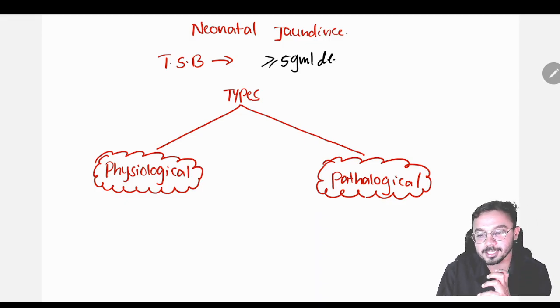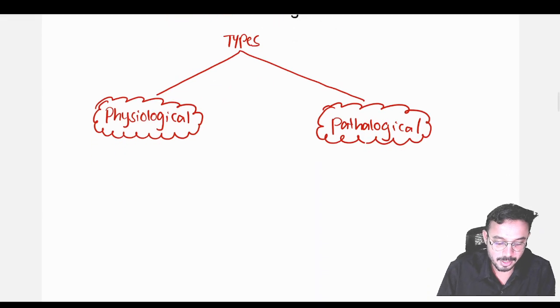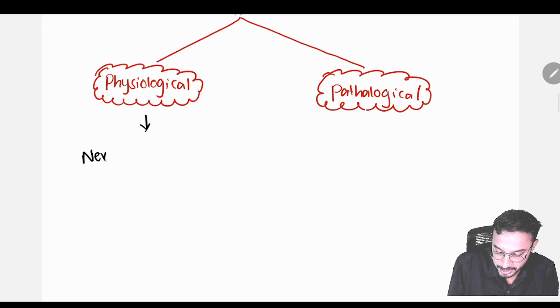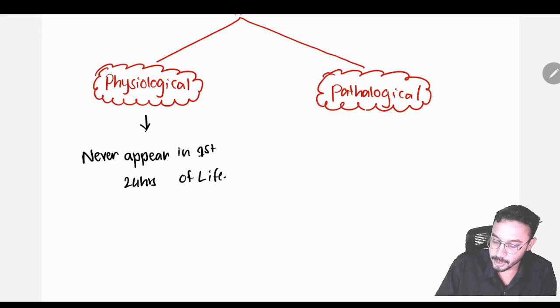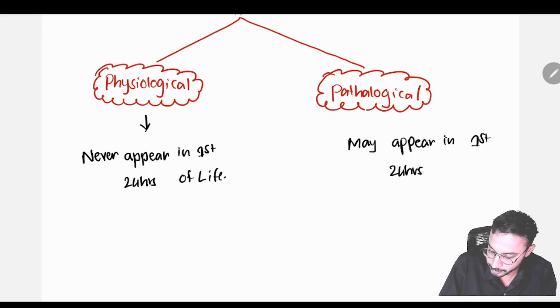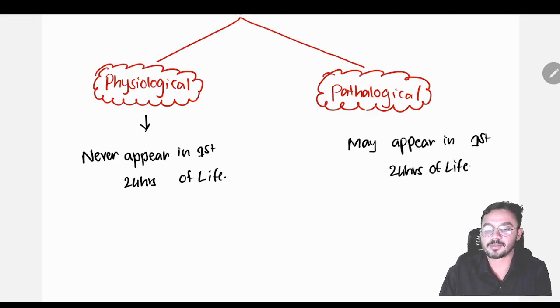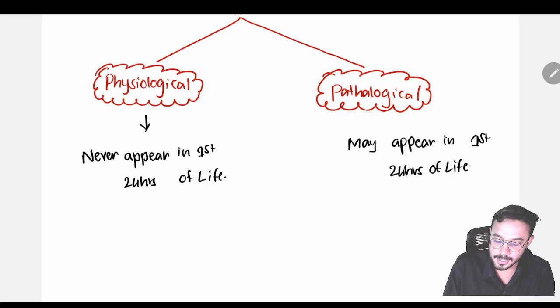Neonatal jaundice is basically divided into two types: physiological jaundice and pathological jaundice. Physiological jaundice, remember, never appears in the first 24 hours of life. Pathological jaundice is the jaundice that may appear in the first 24 hours of life. Okay, so this is the first point about physiological and pathological jaundice.